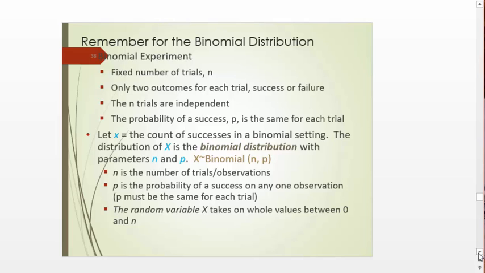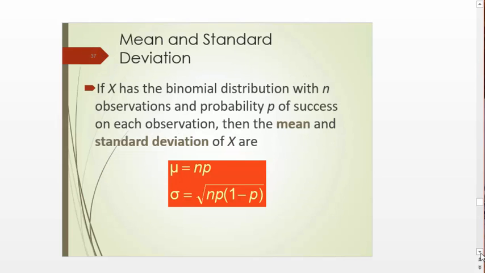If we take that, we know the values will be between 0 and n. This will help us when we're starting to talk about proportion, because with the binomial, we know the mean of a binomial is n times p, and the standard deviation is the square root of n times p times 1 minus p.